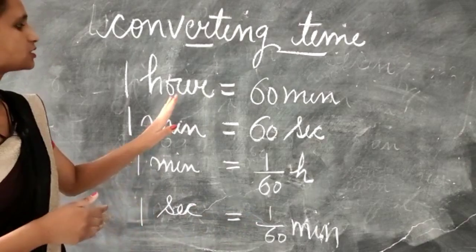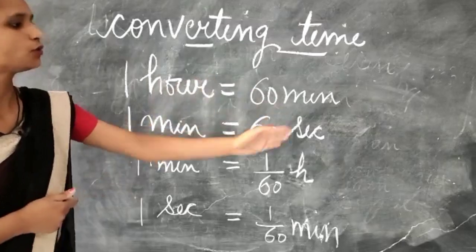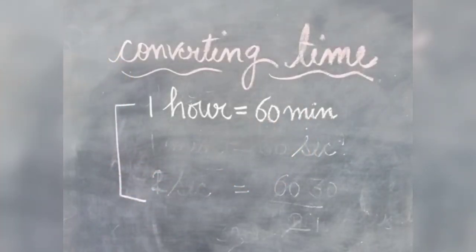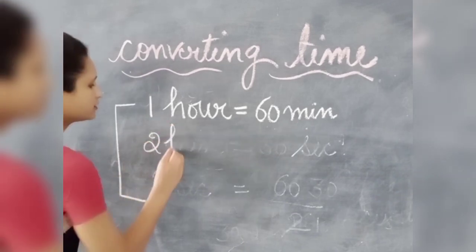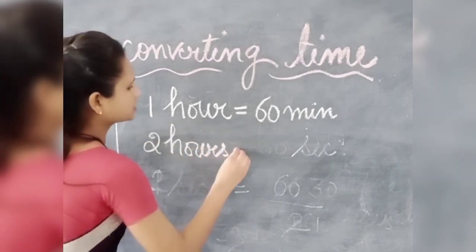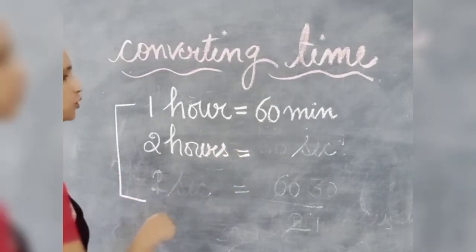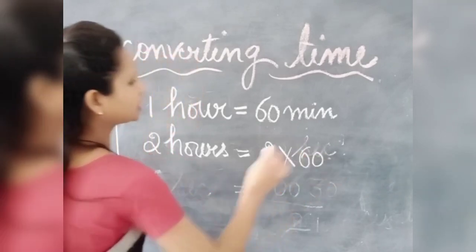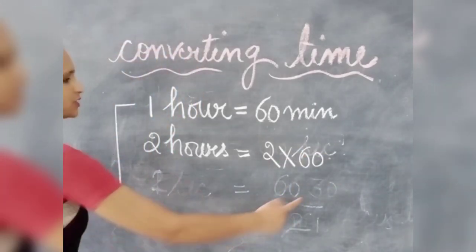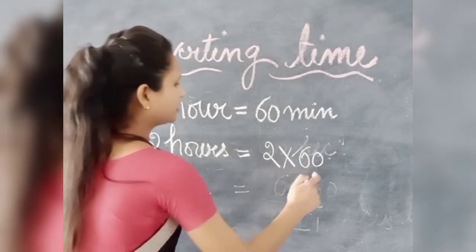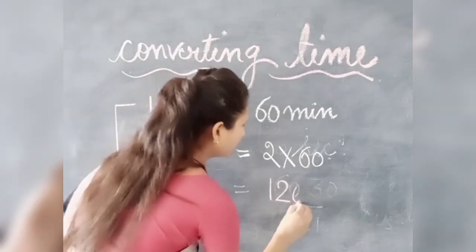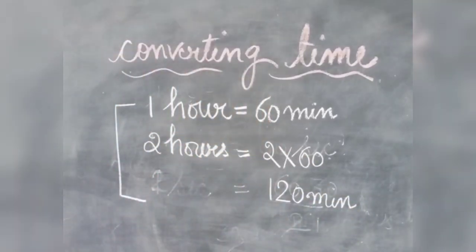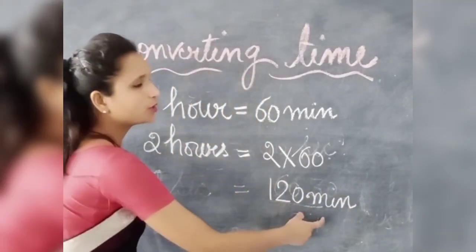Let us start with how to convert hours to minutes. 1 hour is equal to 60 minutes. If it is 2 hours, then we have to multiply 2 by 60. 2 multiplied by 6 is 12, so it is 120 minutes. This is how we convert hours into minutes.